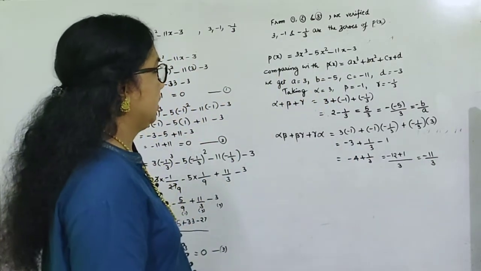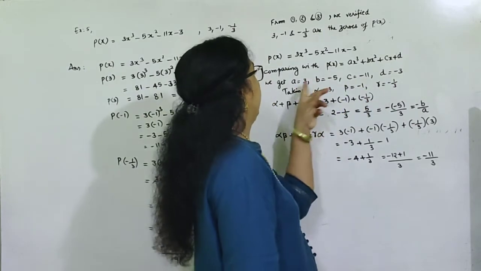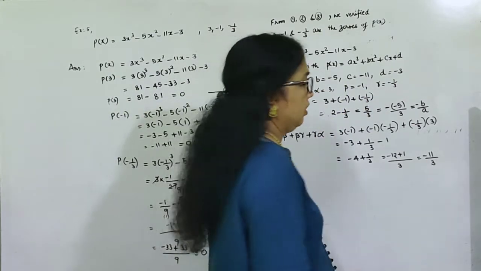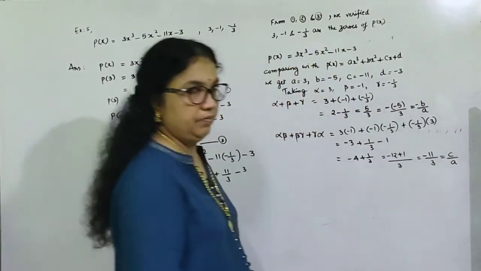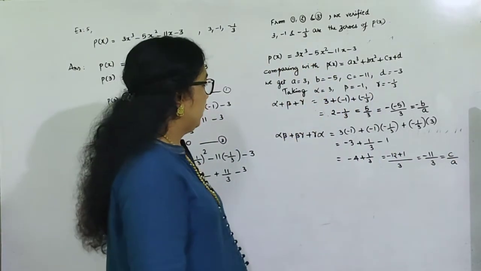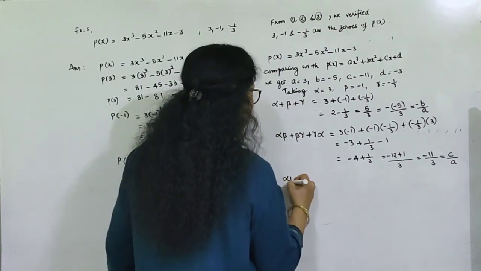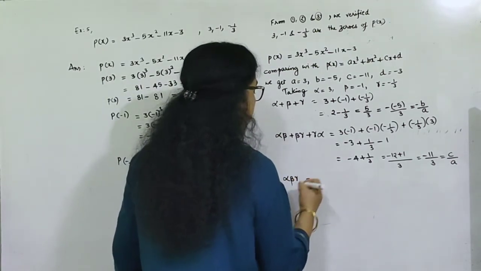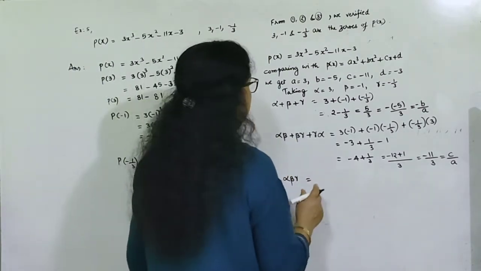Minus 11 by 3. That is C by A you have to get. C's value is minus 11. A's value is 3. That only we got. So that is C by A. So that also we verified. Next one is product of zeros. Product of zeros alpha, beta, gamma. What do you have to get? Minus d by a. So first multiply alpha, beta, gamma.